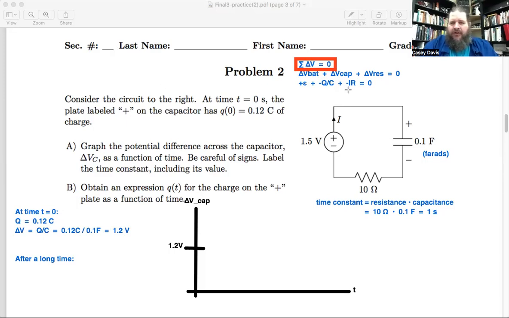And if the current is 0, it doesn't really matter what the resistance is. Current equals 0 times any resistance is going to be 0. So after a long time, when the current is 0, this term is gone. There is no delta voltage in a resistor if there's no current flowing. What does that tell you about delta V battery and delta V capacitor?